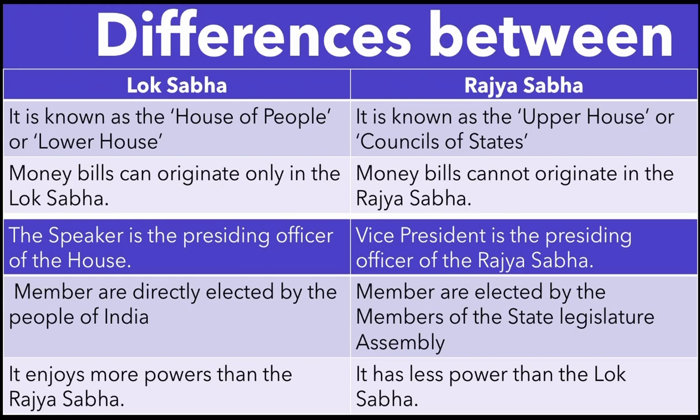Number 4. The Lok Sabha enjoys more power than the Rajya Sabha. On the other hand, the Rajya Sabha enjoys less power than the Lok Sabha. Apart from this, there are some other differences, like the number of members in the Lok Sabha is 550, whereas the number of members in the Rajya Sabha is 250.